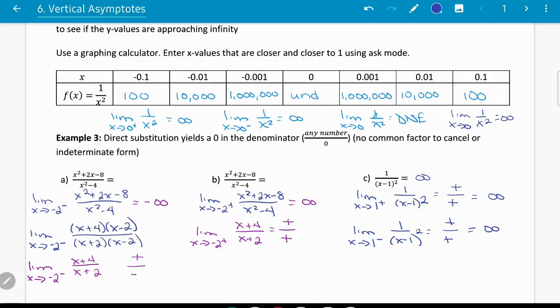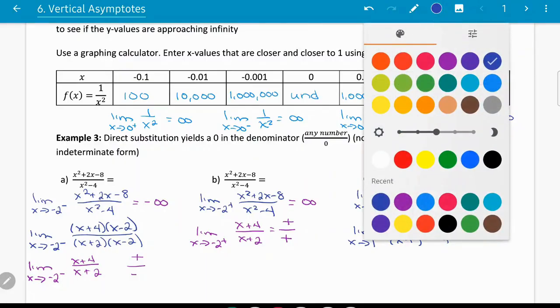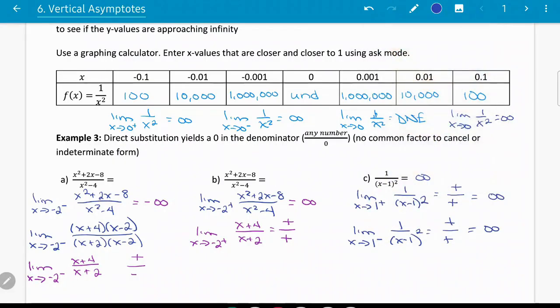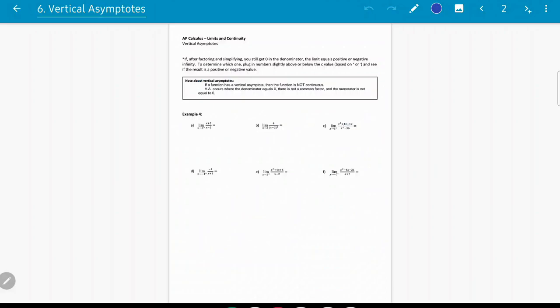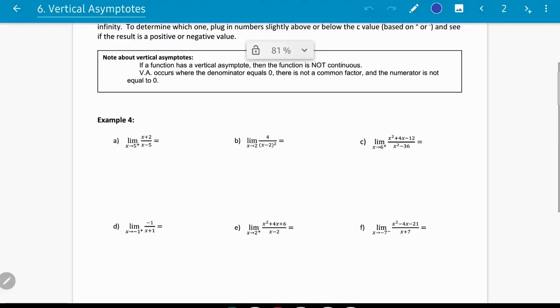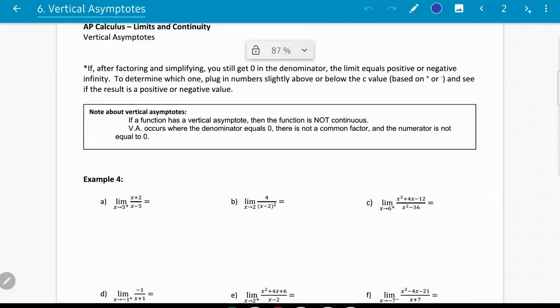All right, so going on to, if I can get to the next page, there we go. Looking at example 4.